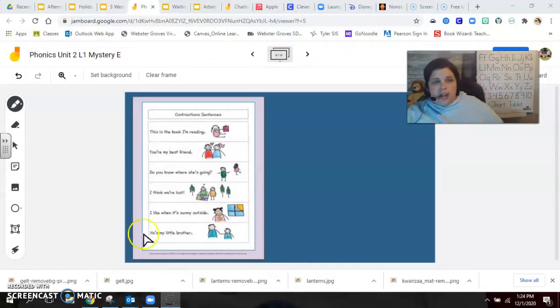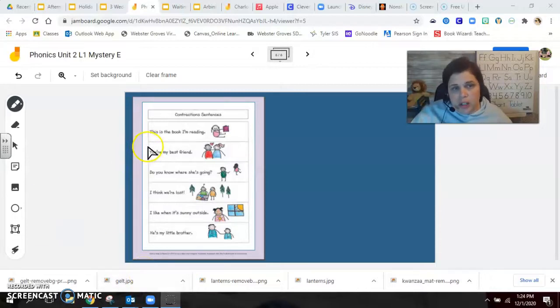But I have some contraction sentences to share with you, and what we're going to do is I'm going to read you the sentence. And there's a contraction in each sentence. And what we're going to do together is write the two words that we think make up that contraction. So I'm going to do the first two with you, and then you're going to do the other four on your own. Okay?